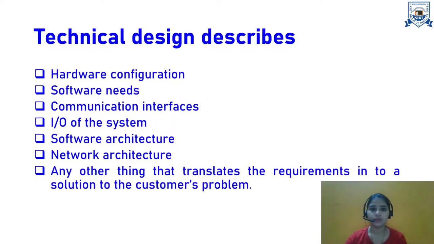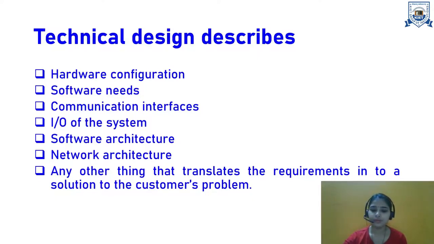Okay, so next is technical design. In the technical design, we discuss the software requirements, communication interface, what the input and output devices of the system are, how the system architecture is developed, what the network architecture is, and anything that is required on the technical ground for the customer problem. Communication interface, communication architecture, network architecture, hardware configurations, whatever technical things are needed are handled in the technical design. Okay, I hope everything is clear to you.